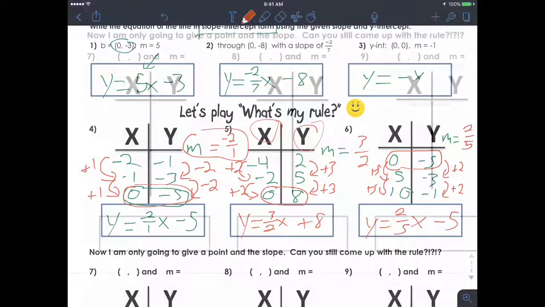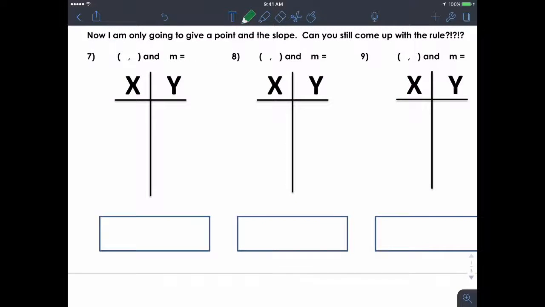We're going to go to number 7 right now. Now for the rest of these notes, we're going to be doing something new. What's going to be happening is we're going to be given a point, which necessarily won't be the y-intercept, and we're going to be given a slope. Now we're going to use this point to put it on the graph, and we're going to use the slope to find out what the y-intercept is so that we can go ahead and draw our line.